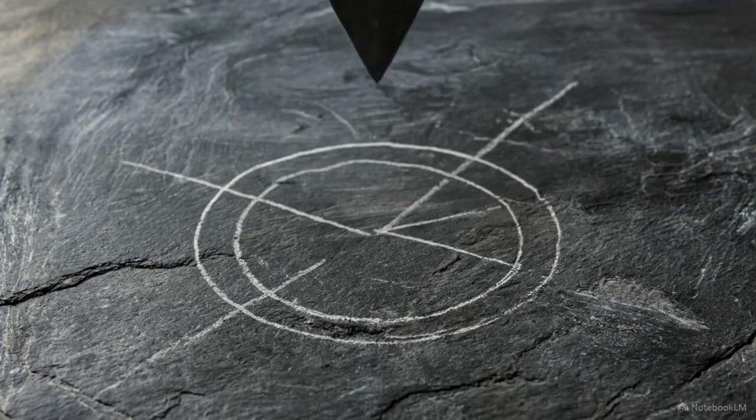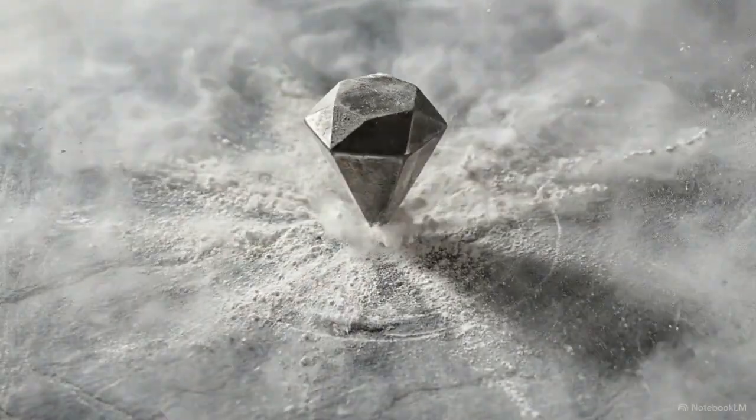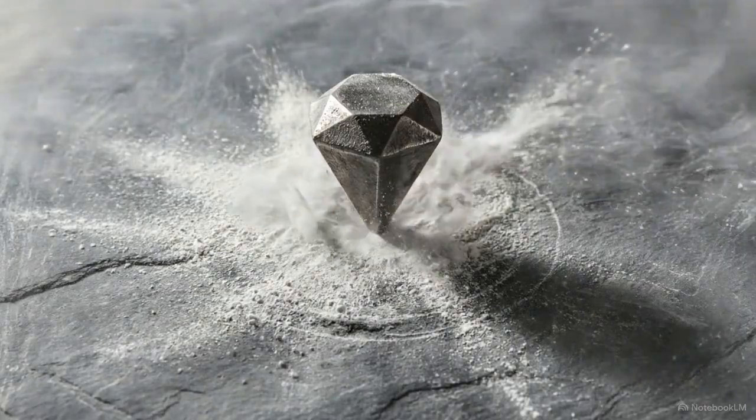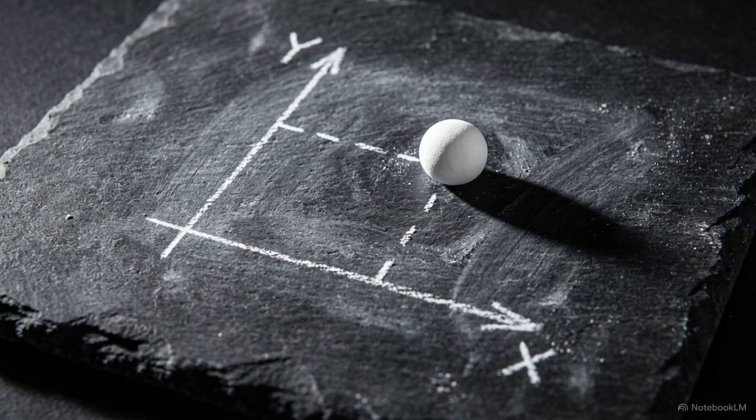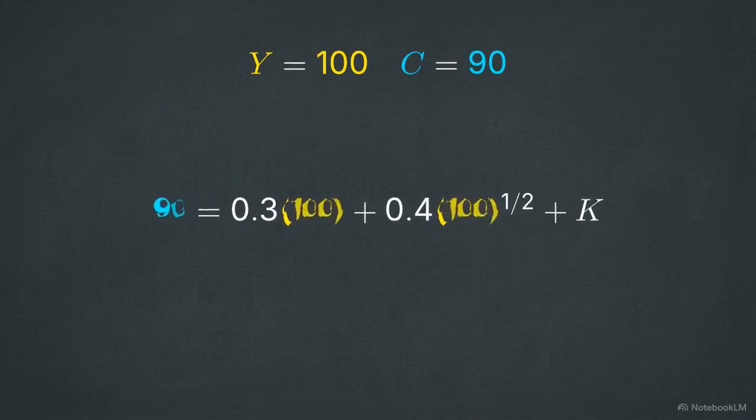To lock in the value of k, we use boundary conditions. These are specific data points about the system's baseline state used to anchor it. For this economic model, our known boundary condition is that total consumption equals 90 when income is exactly 100. We substitute these boundary conditions directly into the integrated formula, replacing C with 90 and y with 100.